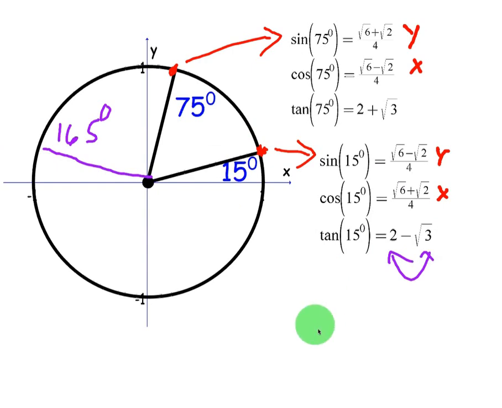So anyway, that's the whole gist of this lesson. So how can we take these 6 values and fill in the entire unit circle for any multiple of 15? Well, that's what we're going to do.